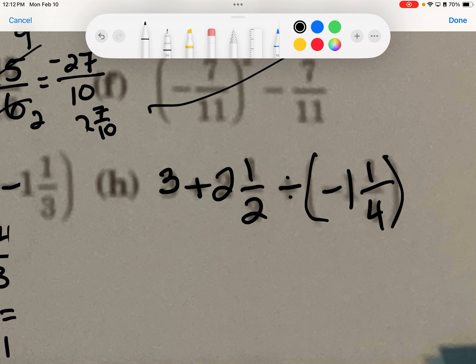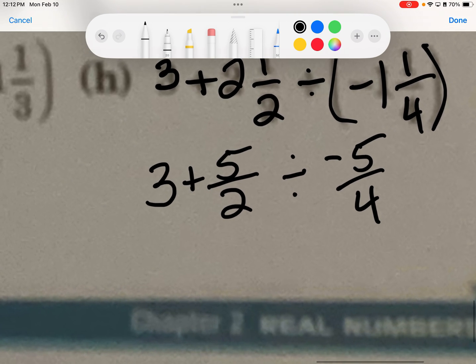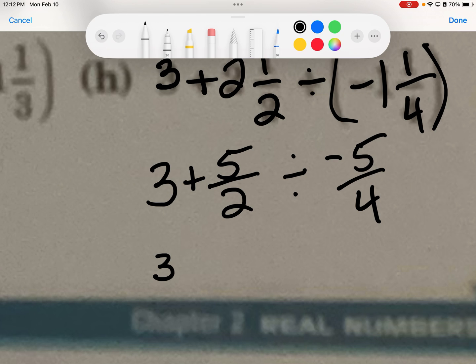All right, so the first thing that I would do is change this into improper fractions. That would be 3 plus, 2 and 1/2 is 5 halves, and the 2 is 4 halves, divided by negative 1 and 1/4, which is negative 5/4. All right, so our next step is to multiply by the reciprocal.